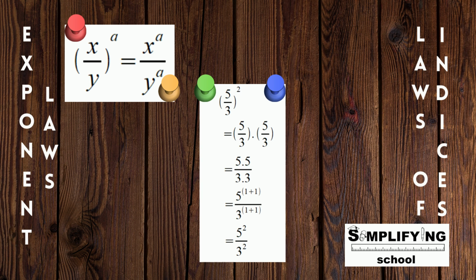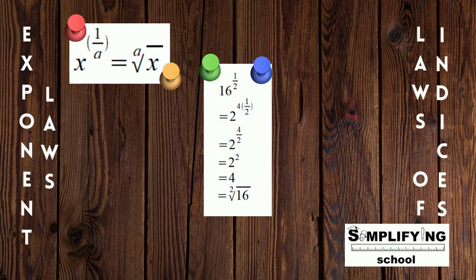5 times 5, it's the same base multiplied, so I'm going to add the invisible ones that we have there as exponents. So it's going to be 5 to the power of 1 plus 1, which is 5 to the power of 2 at the top. And at the bottom we've got 3 to the power of 1 plus 1, which is 3 to the power of 2 at the bottom. And that is how we can go from the left hand side to the right hand side and actually prove that this law works, but in terms of numbers now.